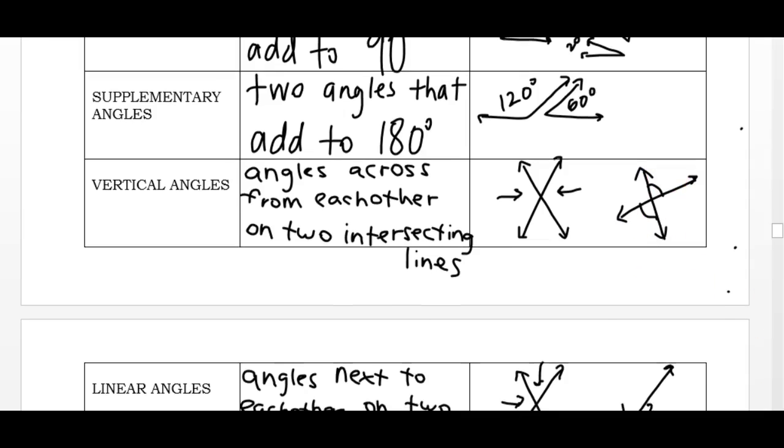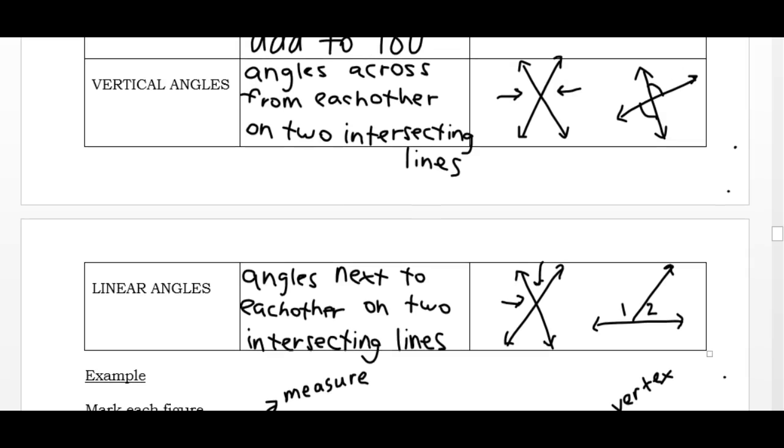And then the last one is kind of the same picture, but the different pair of angles. So linear angles are angles that are next to each other on two intersecting lines. So right here I have this angle on the top and this angle on the left. They are right next to each other. Even if I don't extend that line, if I just have a ray there, it's still two angles that are right next to each other.